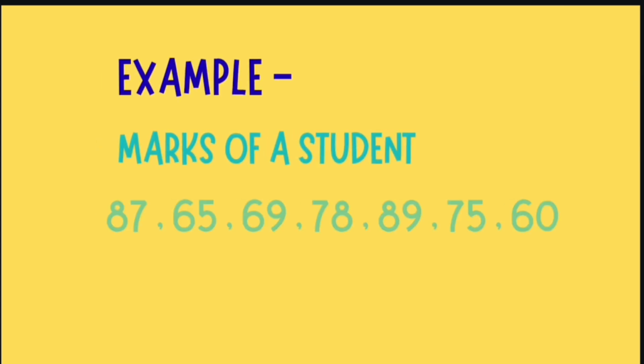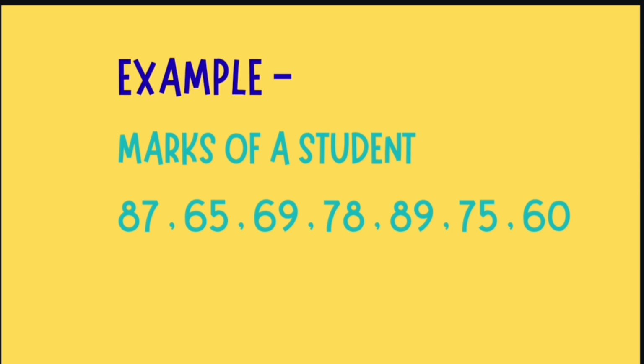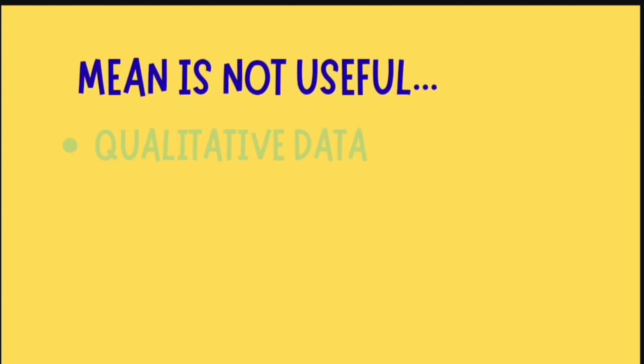Let's take an example. Here are marks of a student. As you can see, these marks are very close to one another and consistent. So here the mean will give us a good idea of how the data is behaving. However, it is not very helpful for non-numerical data.